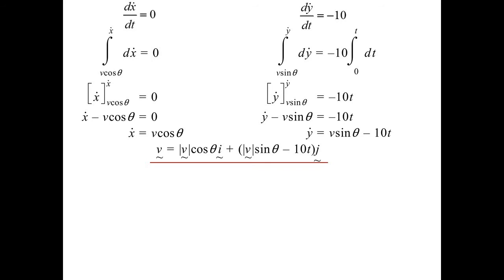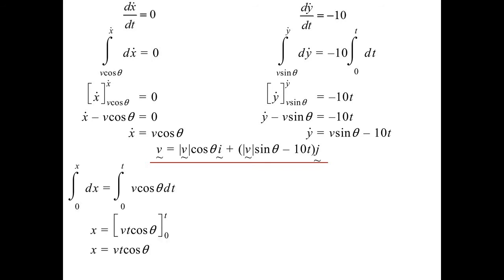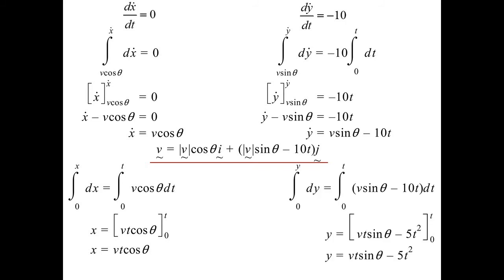Okay, let's find displacement. Again, let's integrate. And eventually, there we go, we get vt cos theta. And in the y direction, we end up with vt sine theta minus 5t squared. Now, with all of these equations, well, there's basically 6. We've got 2 for displacement, 2 for velocity, 2 for acceleration. But we should be able to solve any problem that they give us.